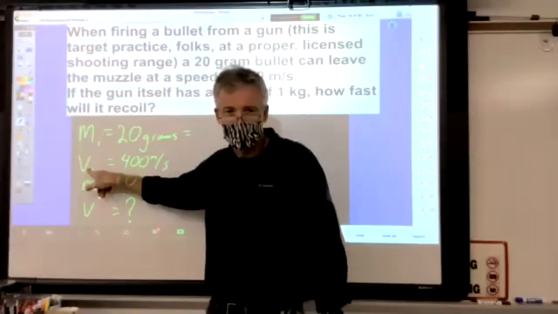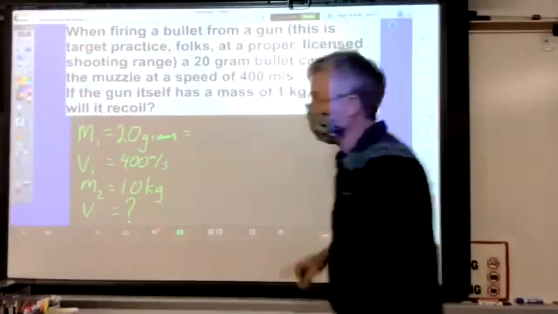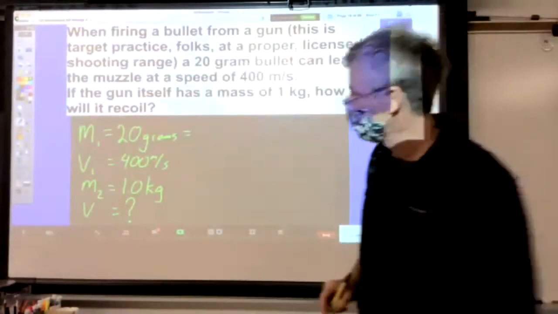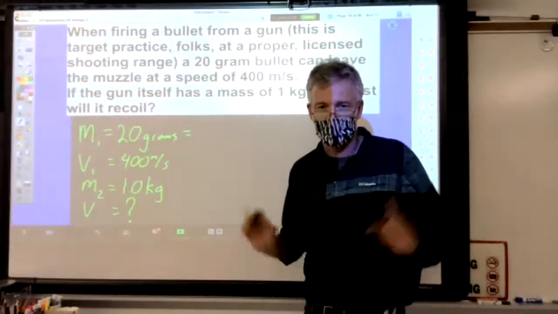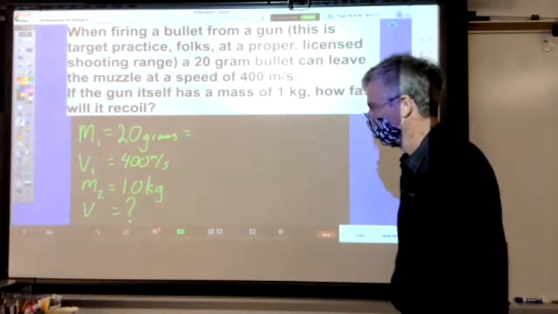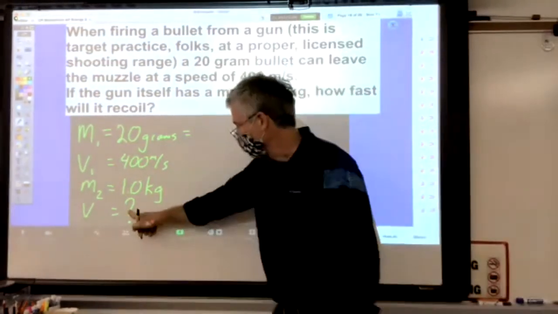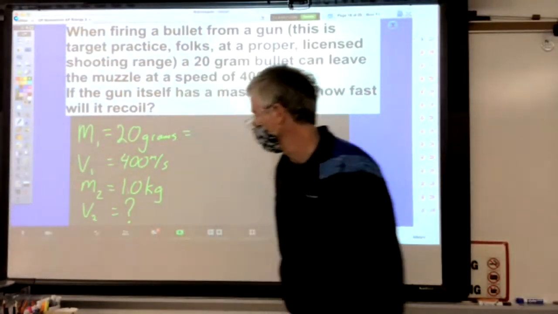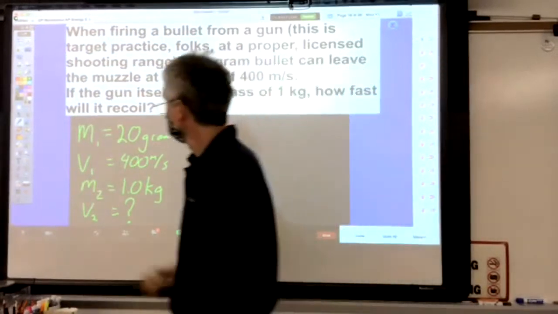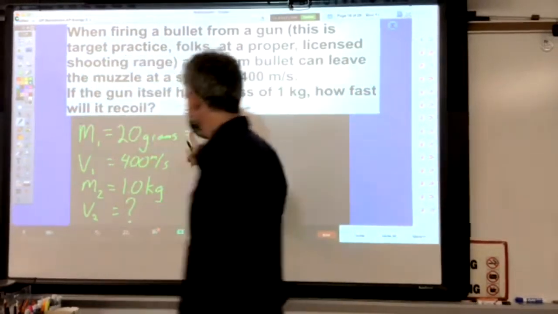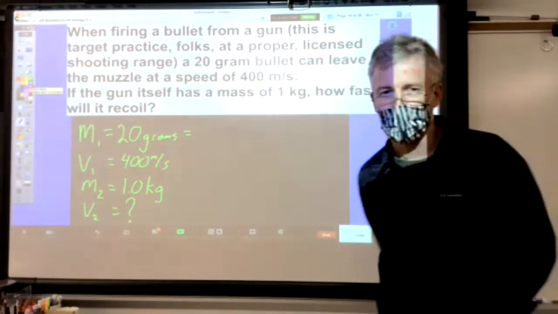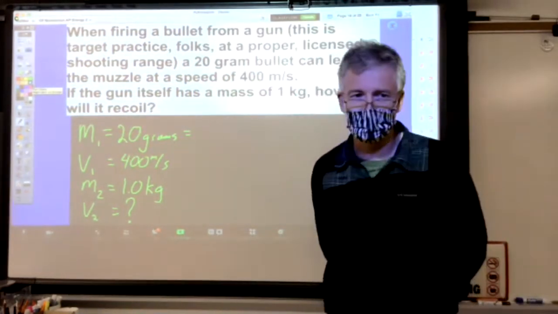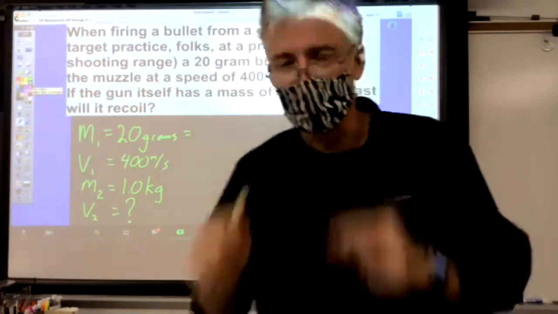The speed of the bullet should be V1. You can do this as you read a problem. You can write it down, bullet as object one, something like that. And that makes it easy. All right, so I'm looking for V2. All right, so turning grams into kilograms. One more time. How many grams in a kilogram? Chat in the answer. How many grams in a kilogram?